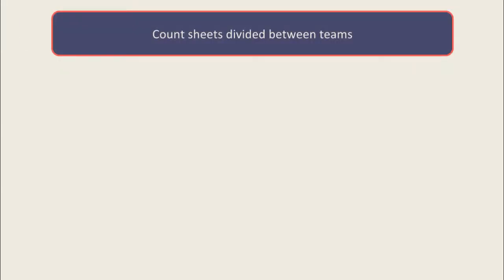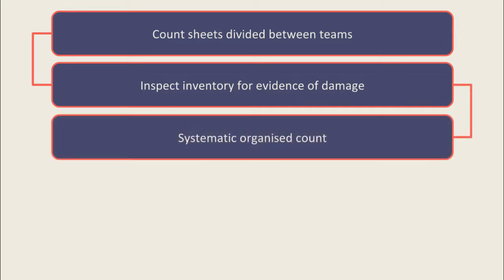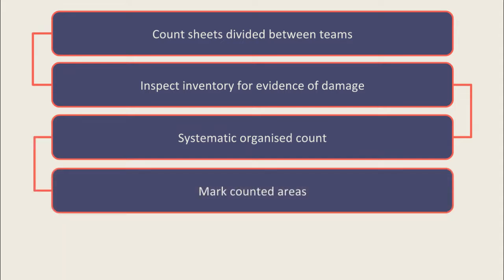During the count, sheets should be divided between the teams. The sheets should be signed out so they know who is counting which area. Count staff should inspect inventory for evidence of damage which could affect the valuation and flag this on the count sheets or to the count supervisor. There should be a systematic, organised count to reduce the risk of areas being missed or counted twice. Areas can also be marked once counted to reduce the risk of mistakes.